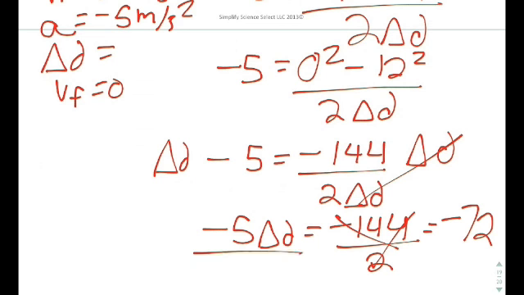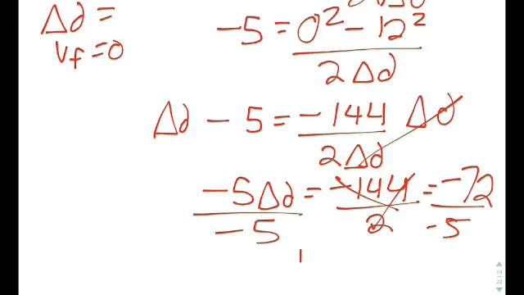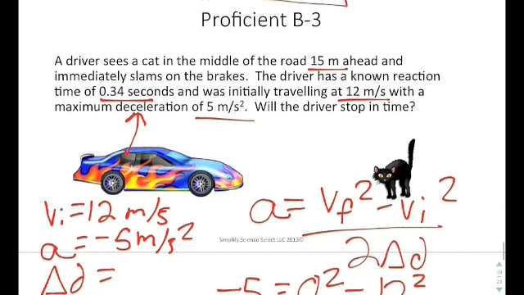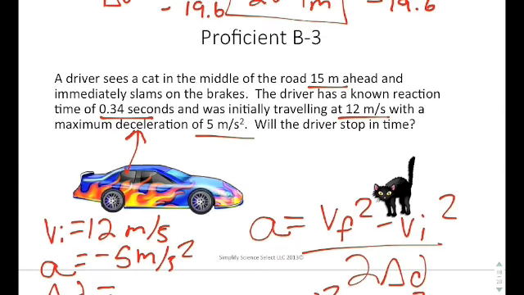Now you divide both sides by negative 5, and when you divide negative 72 by negative 5, you end up getting 14.4 meters. So at first glance we say, well, it takes 14.4 meters for him to decelerate. The cat's 15 meters ahead. He's going to narrowly miss the cat, but the driver has a known reaction time of 0.34 seconds.